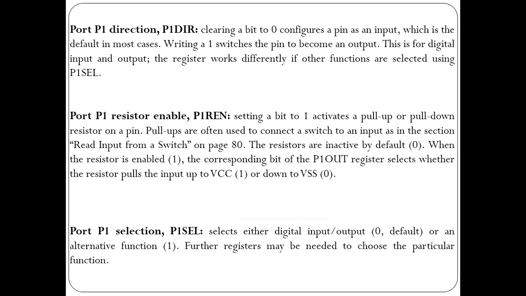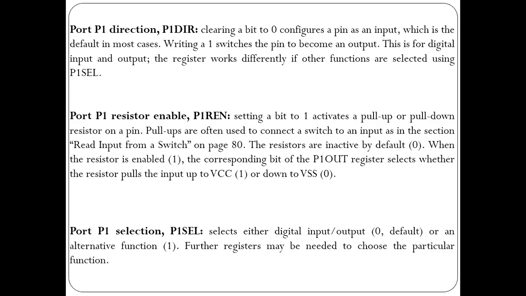P1DIR is the register using which we can make a particular pin input or output. When P1DIR equals 0, then the corresponding pin is input. When P1DIR is 1, then the corresponding pin is going to be the output. And whenever you are dealing with an input pin, some other registers are also useful, called P1REN, nothing but resistor enable, which enables pull down or pull up resistors. More about it we'll see in the following slides.